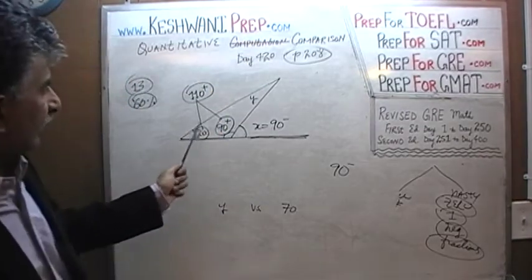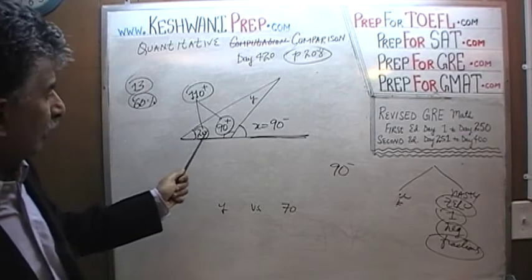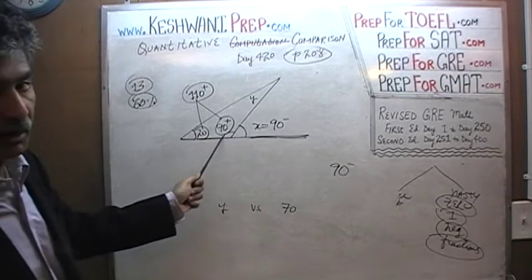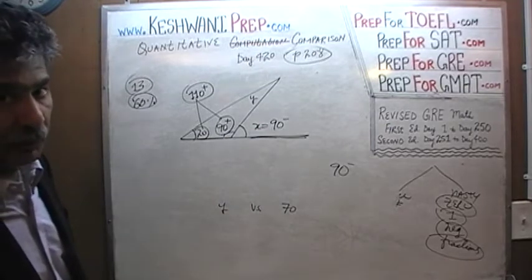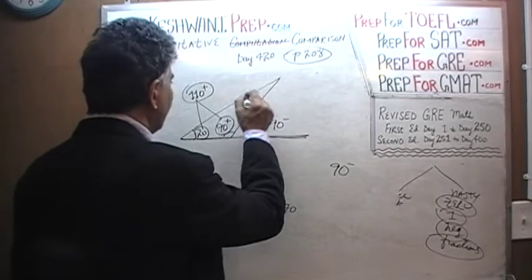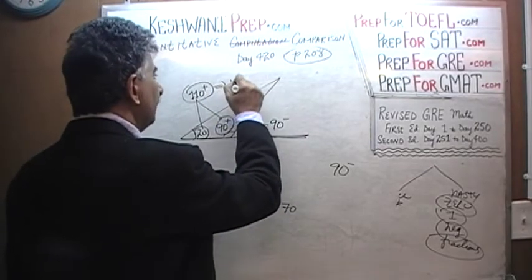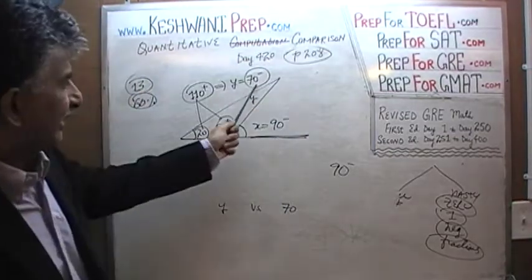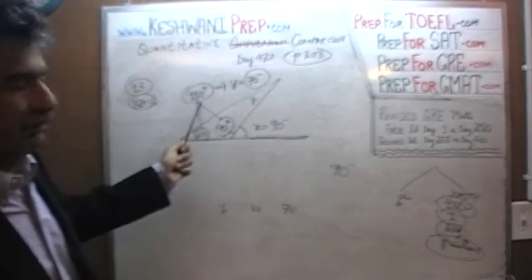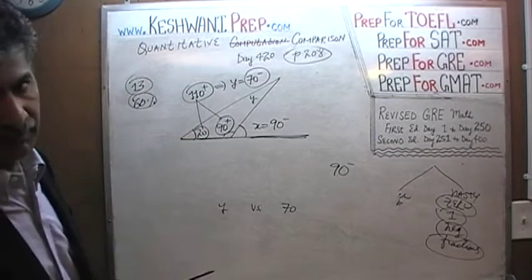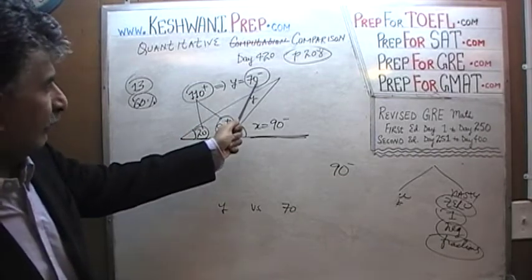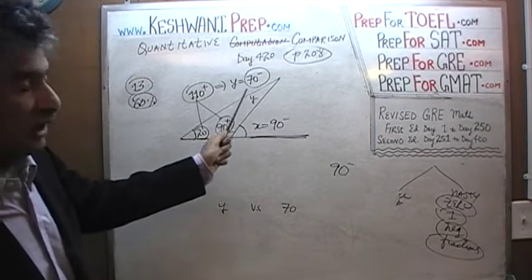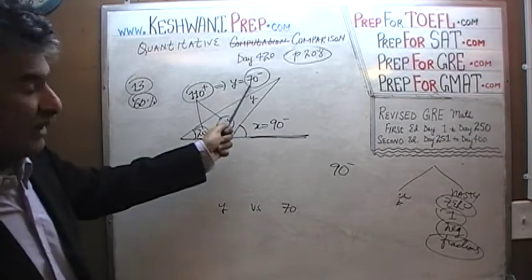Since the sum of these two angles is something more than 110, and the sum of all three angles, 20 plus something more than 90 plus y, has to equal 180 because it's a triangle, this implies that y must be something less than 70. Y cannot equal 70, because 70 plus something more than 110 will be more than 180. Y also cannot be more than 70.